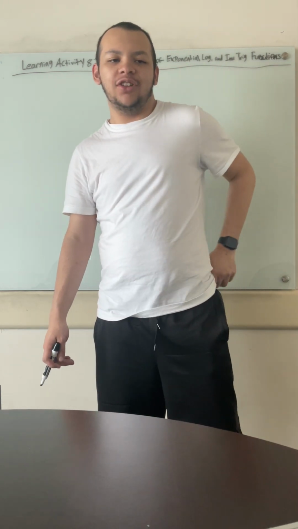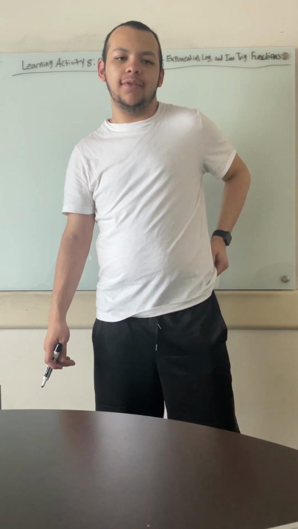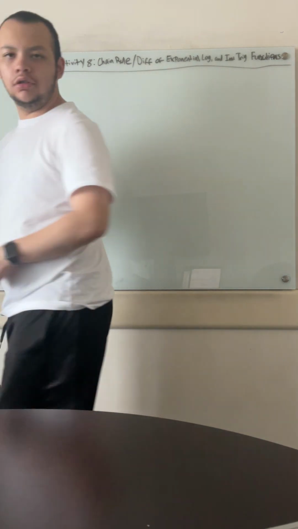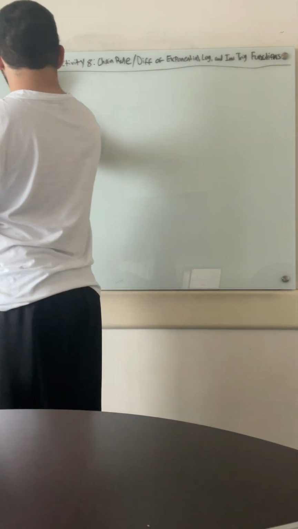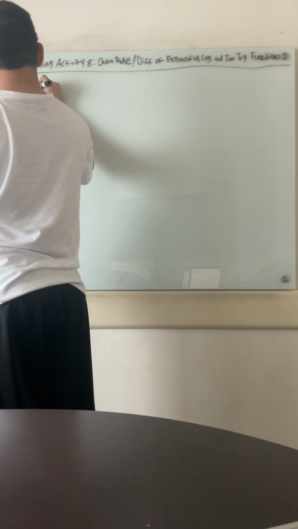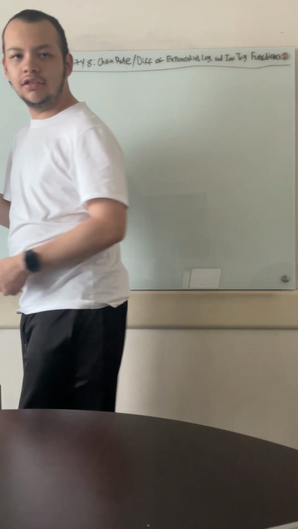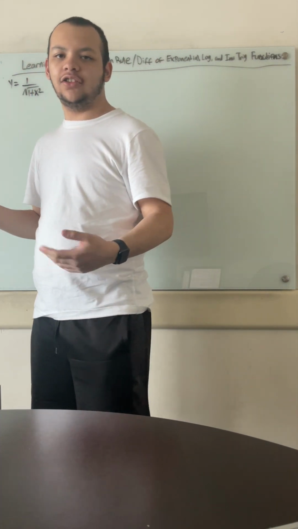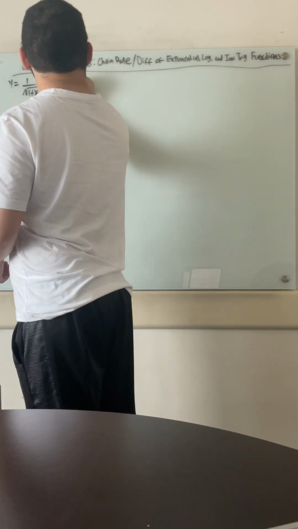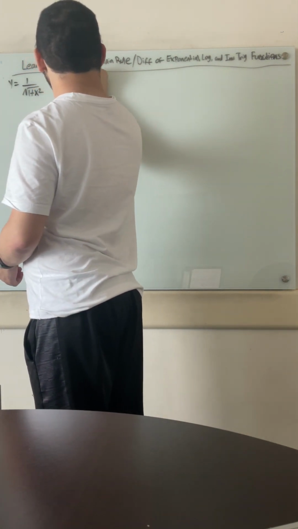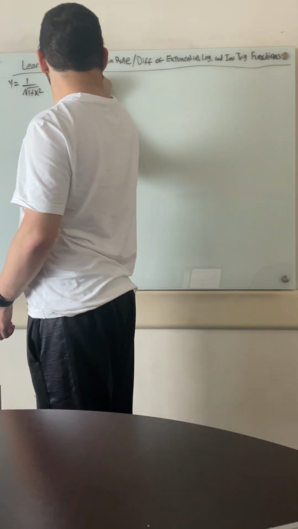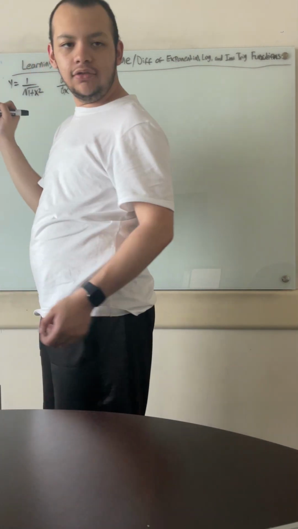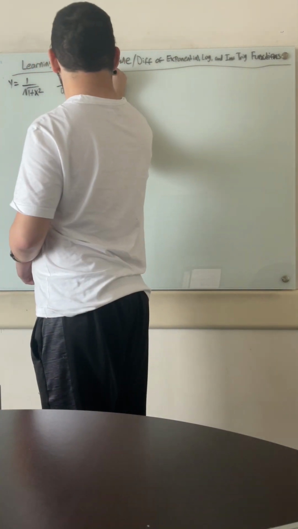All right, so for the first question, we're being asked to find the derivative of this function, y equals 1 over the square root of 1 plus x squared. The general formula for Leibniz notation says dy/dx equals dy/du times du/dx.